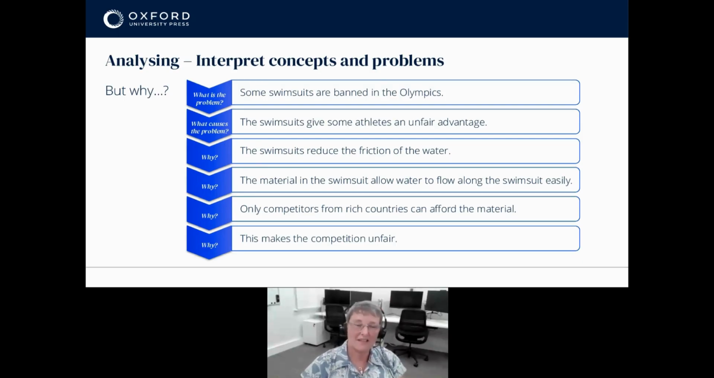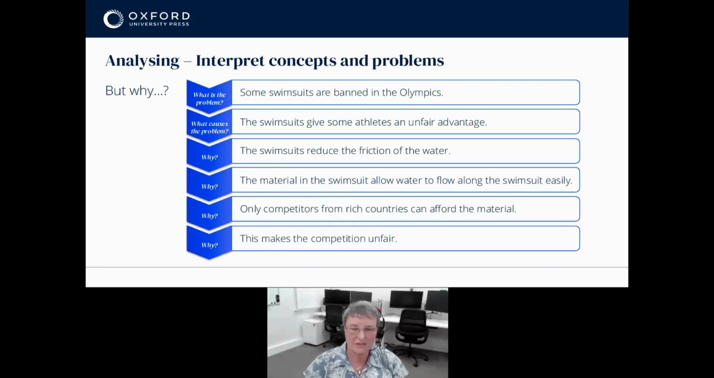And this is where the science concepts come in. Swimsuits reduce friction in the water. But why? Well, the material helps the water flow along the swimsuit more easily. But why? Why is that a problem? Only competitors from rich countries can afford the material. But why? This makes the competition unfair. So there's lots of different pathways this can go down.